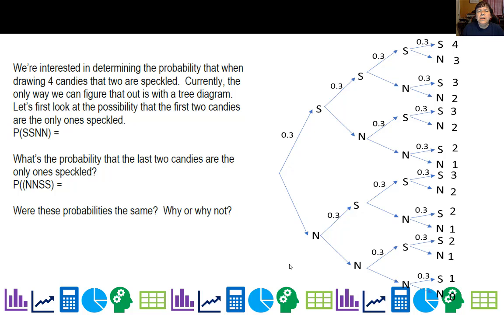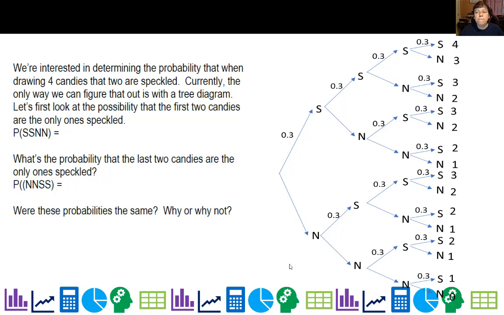All right. So you've seen these tree diagrams before, right? We're interested in determining the probability that when drawing 4 candies, 2 are speckled. That means I have 2 to the 4th, 16 branches, and I've gone through the trouble of drawing them all here and even putting them on your notes so you don't have to draw them. So the only way we can figure this out right now is with a tree diagram.